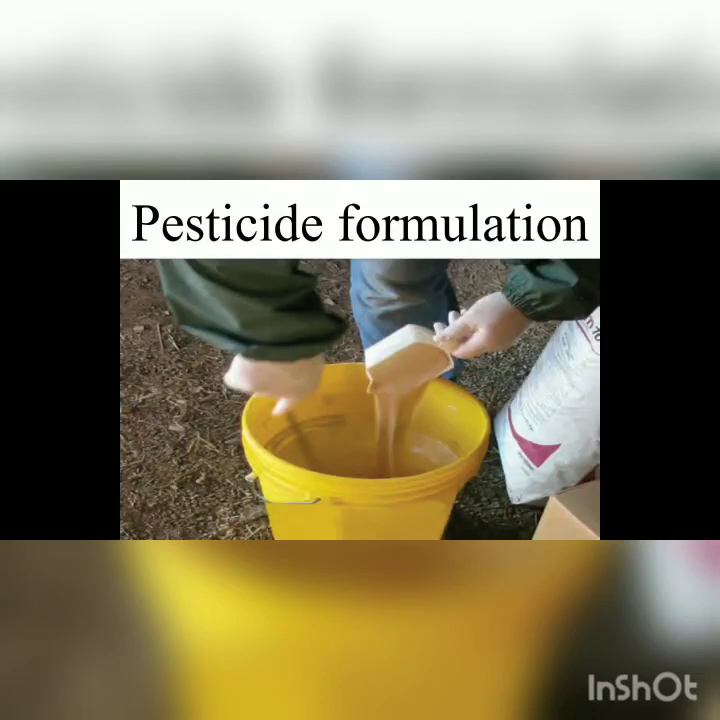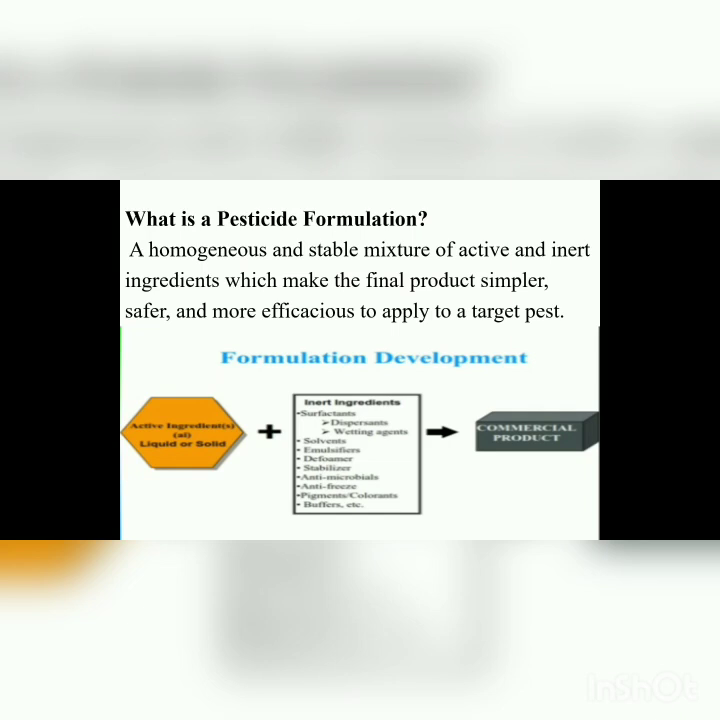Hi friends, today we are going to learn about pesticide formulation, which means a mixture of chemicals which control pests. First we go through what pesticide formulation is. It is a mixture of active and inert ingredients which help to make the final product simpler, safer and more effective to apply against a target pest.